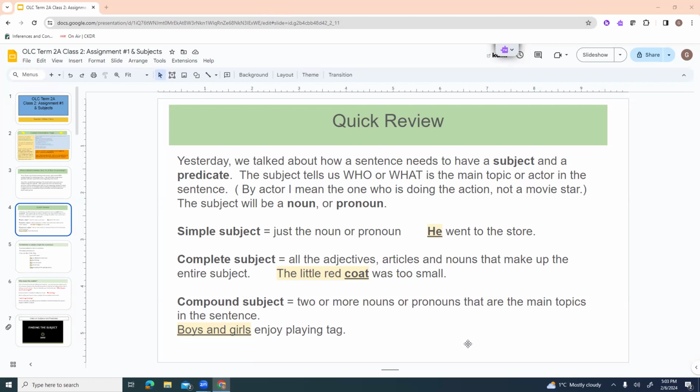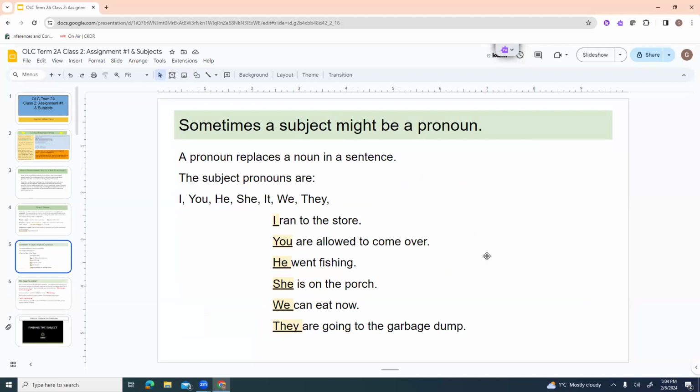A compound subject is when we have 2 or more nouns or pronouns that are the main topics in the sentence. Like if I say boys and girls enjoying playing tag, the boys and the girls are both subjects. We call that a compound subject. And then sometimes a subject might be a pronoun. There are a whole bunch of pronouns, but in this case, it's going to be the subject pronouns, which are I, you, he, she, it, we, and they. So this is like, I ran to the store, you are allowed to come over, he went fishing, she is on the porch, and we can eat now. Or they are going to the garbage dump.